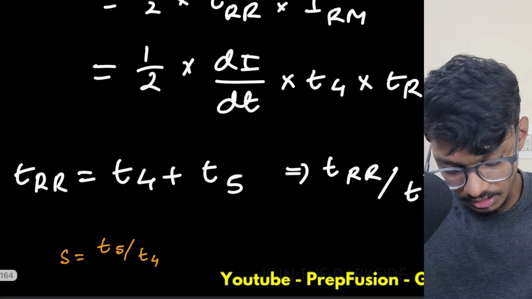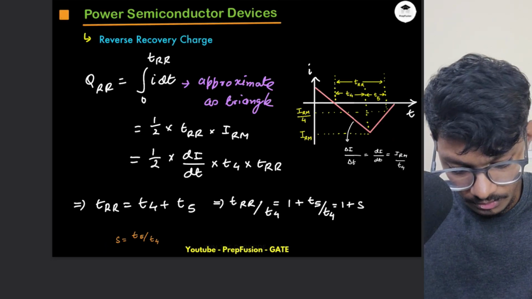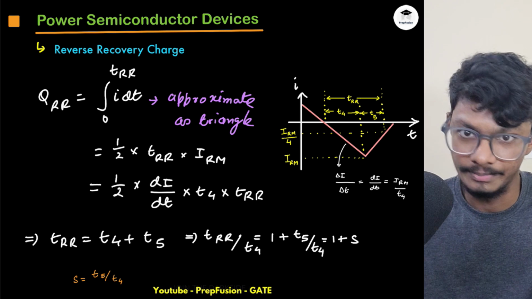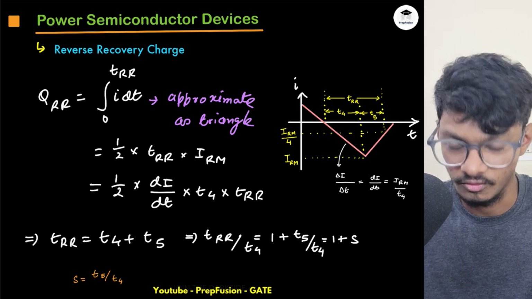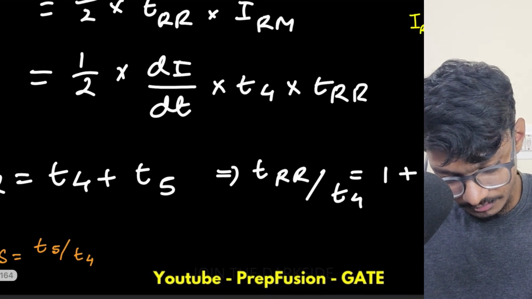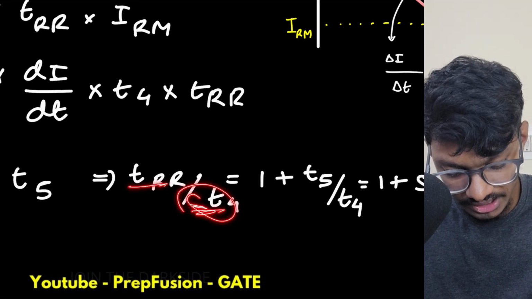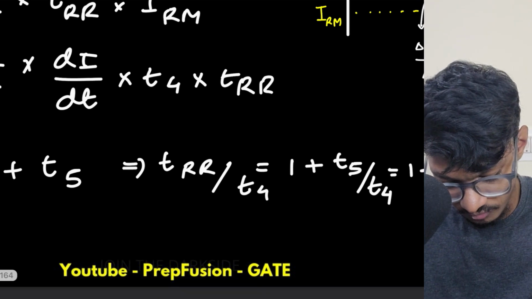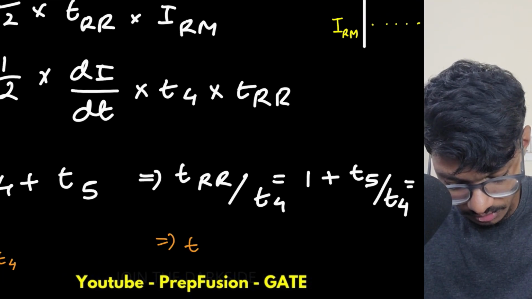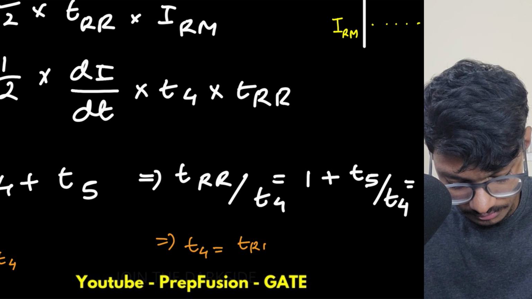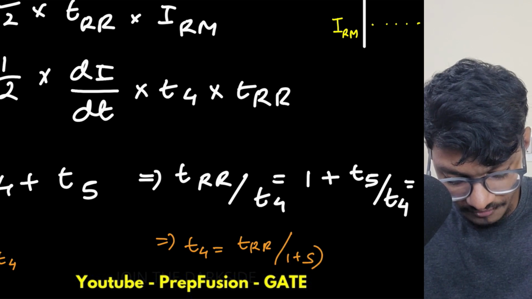This is a softness factor, and what I can do is replace a few things in terms of the softness factor. So I can write my T4 equals TRR by 1 plus S. T4 becomes TRR by 1 plus S in this equation, because the softness factor is what?